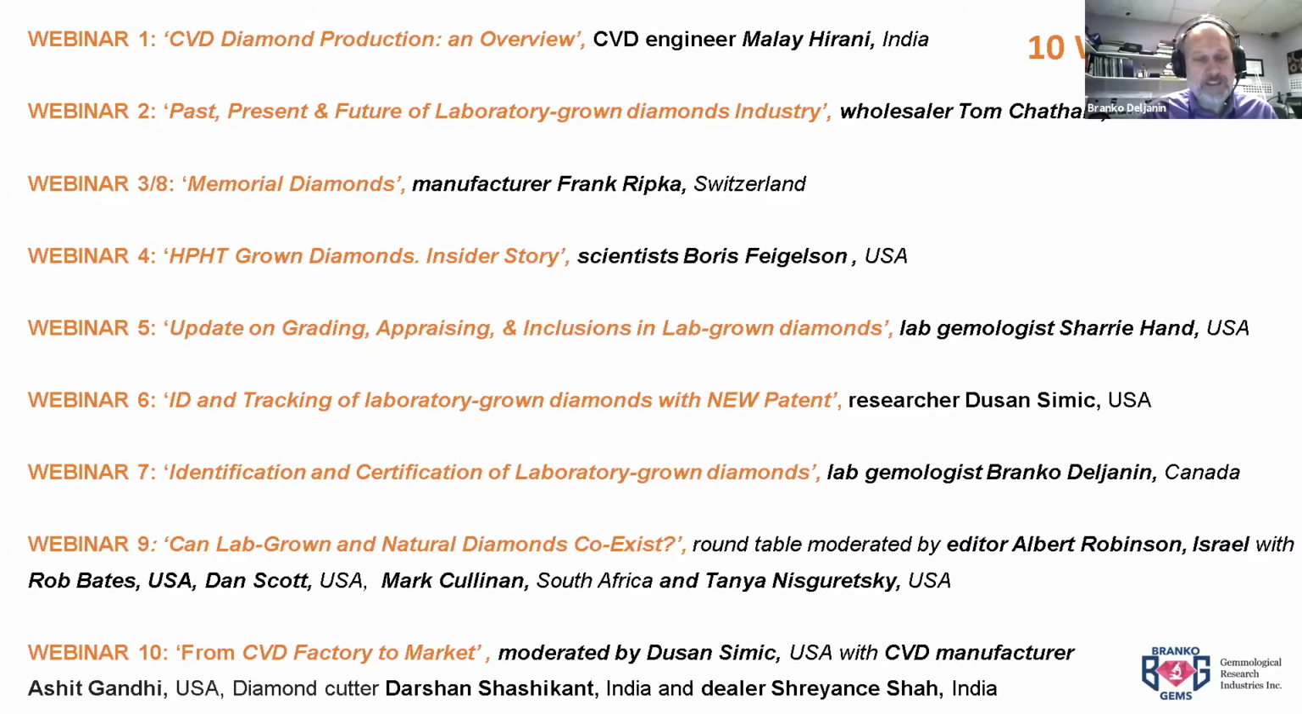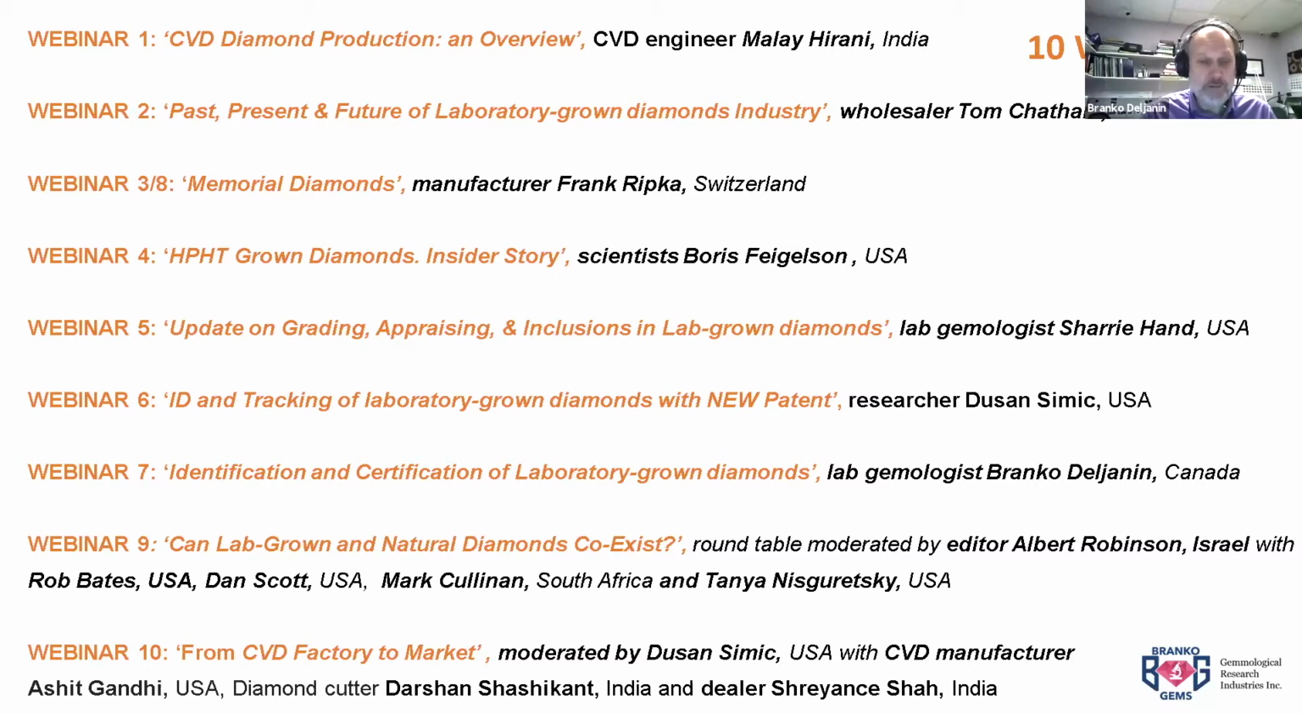We talked about how to identify, how to look at the inclusions, fluorescence, cross-polarized filters. We touched on advanced instruments, of course. And we also organized the last two trade-oriented webinars. We wanted to include people from the trade, like journalists such as Albert Robinson from New Jewelry Magazine, who was the moderator of webinar 9, Rob Bates, Don Scott of Lab Grown Diamond Magazine, Mark Kulinan, and Tanya Nizgretsky, who is selling online.